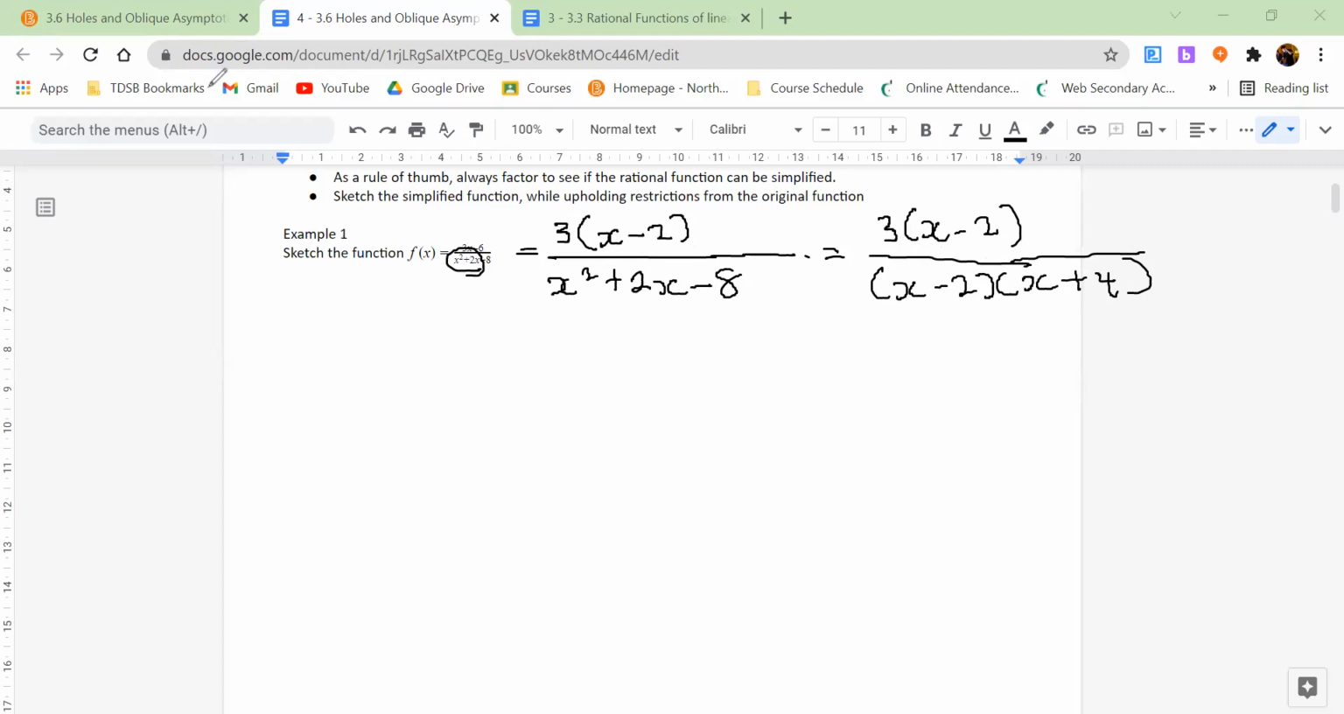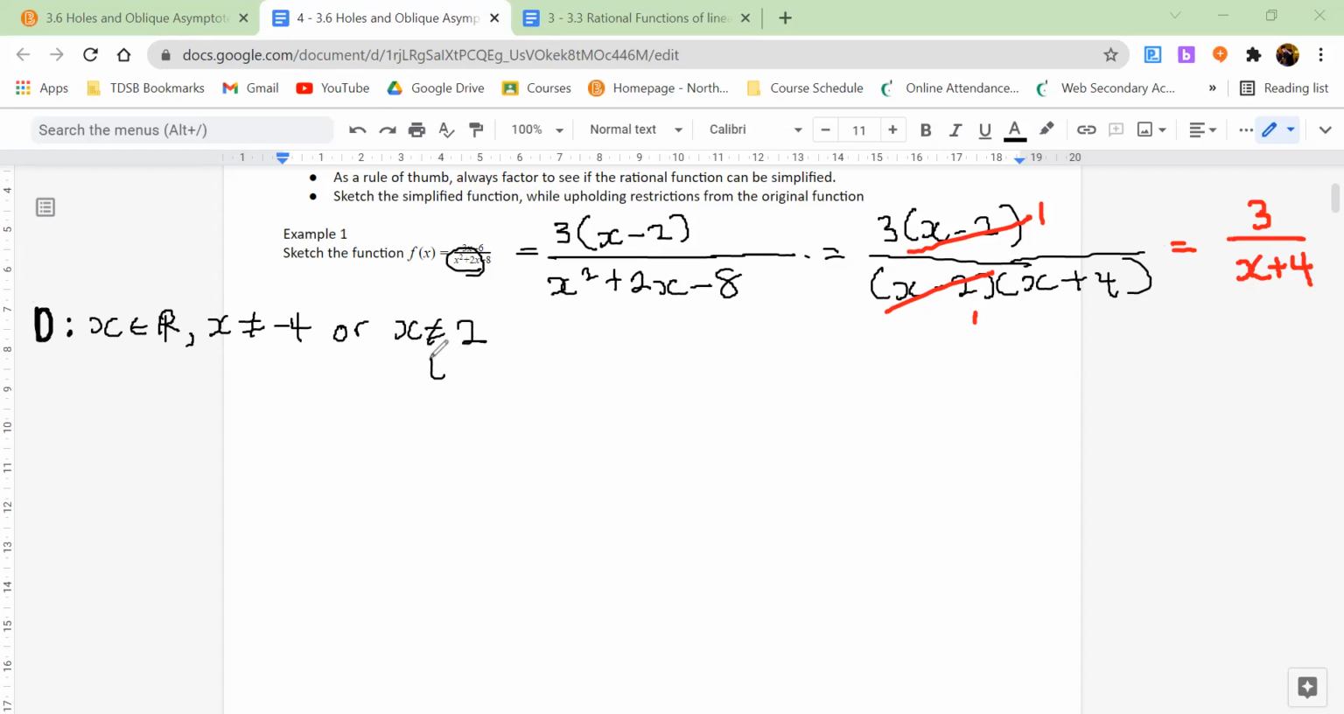And then I am going to divide this, becomes 1 and 1. So my actual equation is 3 over x plus 4. There you go. Okay, domain. Domain. That's a hole. This is a vertical asymptote.